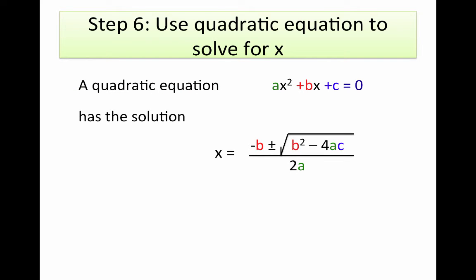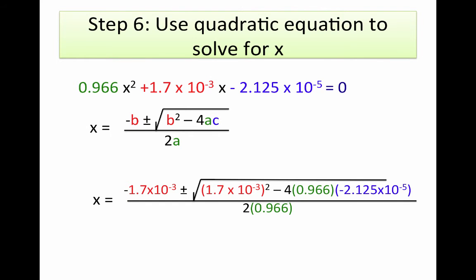So remember again that the quadratic equation in the form ax squared plus bx plus c equals 0 has the solution minus b plus or minus the square root of b squared minus 4ac, over 2a. And we're going to take our numbers and plug them in there. Okay, so negative b, our b is 1.7 times 10 to the minus third, so we have negative 1.7 times 10 to the minus third, plus or minus the square root of b squared, 1.7 times 10 to the minus third squared, minus 4ac, so we have 4 times a, 0.966, times c, negative 2.125 times 10 to the minus fifth, divided by 2a, so 2 times 0.966.